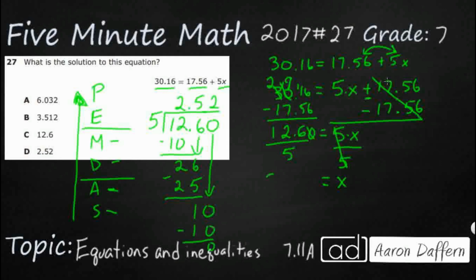So now I've got this 2.52. There we go. That's looking pretty good. It's not negative. We don't have any negatives or anything. So our answer here is going to be D, 2.52.